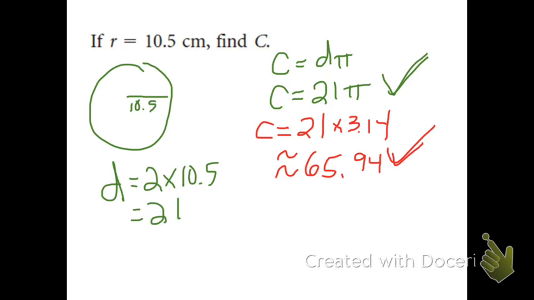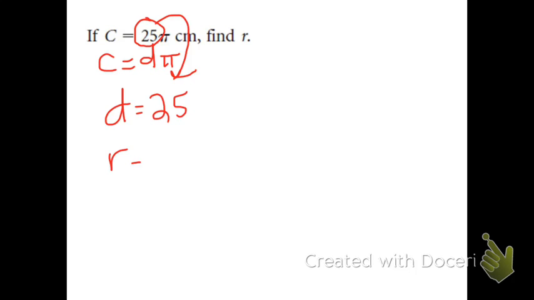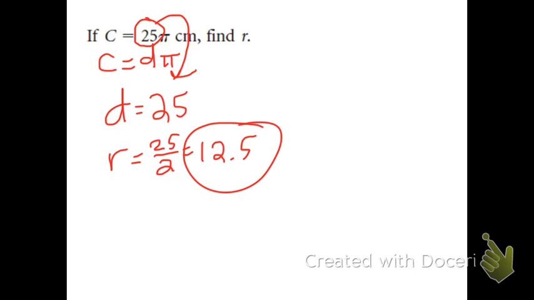So let's try another one. We have circumference equals 25 pi, find the radius. So this is what I was talking about before. If you're given a circumference in terms of pi, it's nice because we know that circumference equals diameter times pi, so the number in front of pi would have to be the diameter. So we know that diameter equals 25. Knowing that the diameter is 25, if we divide 25 by 2, since two radiuses fit inside a diameter, we get that the radius is 12.5. And that would be our final answer.